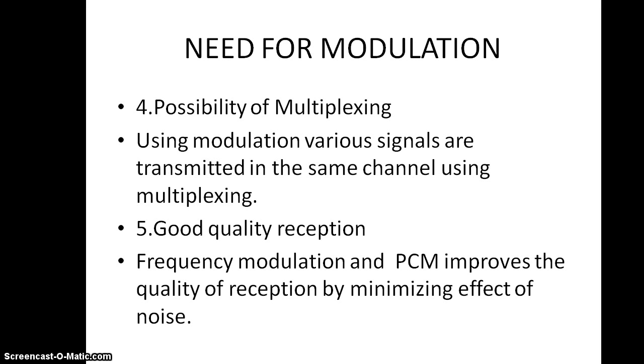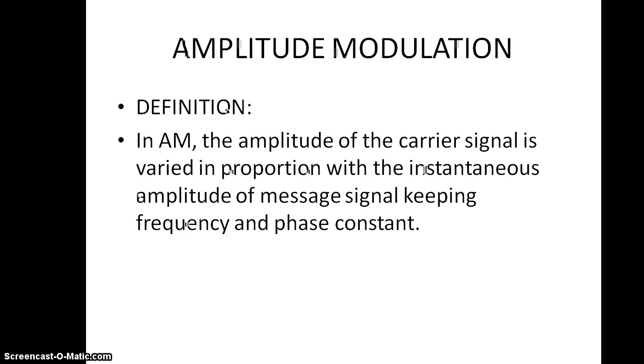And the next one is that using modulation, we can attain good quality reception. For example, if you use frequency modulation and digital coding techniques such as pulse code modulation (PCM), both of these types of modulation improve the quality of reception by minimizing the effect of noise. So these are the important benefits of modulation.